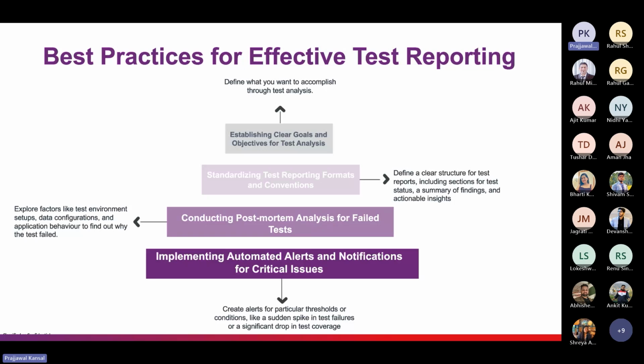And the last one is implementing automated alerts and notifications for critical issues. While setting up automated alerts, they help the team respond quickly to critical issues that may arise during automation testing. These alerts can notify the team of significant changes, such as any sudden increase in test failures or a drop in the test coverage percentage, right?